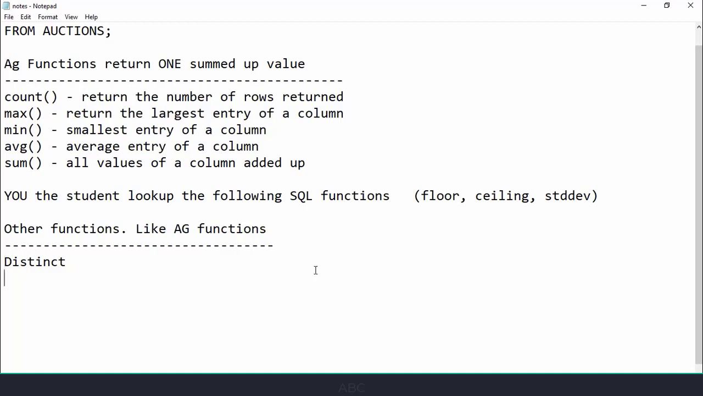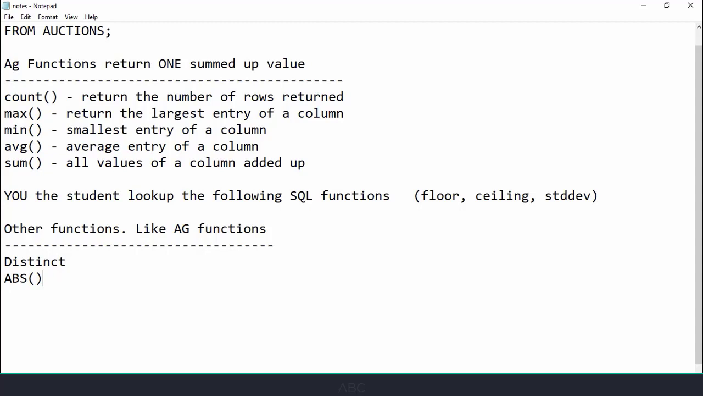We can use, how about this? This isn't a function, but hold on. Let me show you absolute. Now, the ABS function is absolute value. Your absolute value shows you the distance between two numbers, not necessarily which one's higher or which one's lower, but the distance between them.